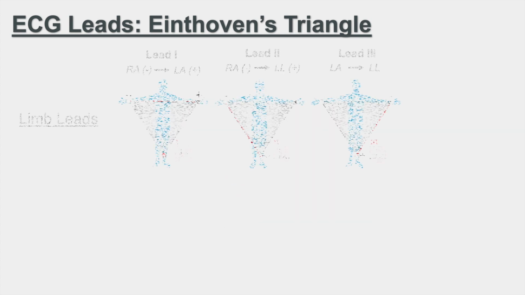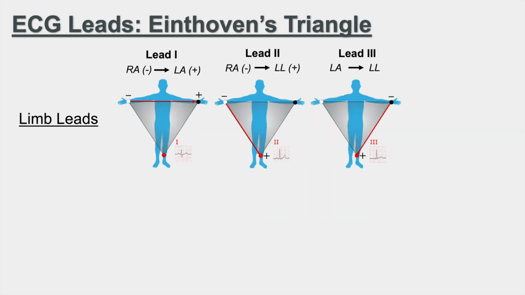So we're going to go a bit more into detail with regards to these. So lead 1, 2, and 3 are known as the limb leads. So again, lead 1 is from the right arm, which acts as negative, toward the left arm, which acts as the positive. Lead 2 is from the right arm to the left leg. Right arm is negative, left leg is positive. So the current goes toward the positive, goes toward the left leg. And lead 3 is the left arm acting as the negative electrode, pointing toward the left leg, which acts as the positive electrode.